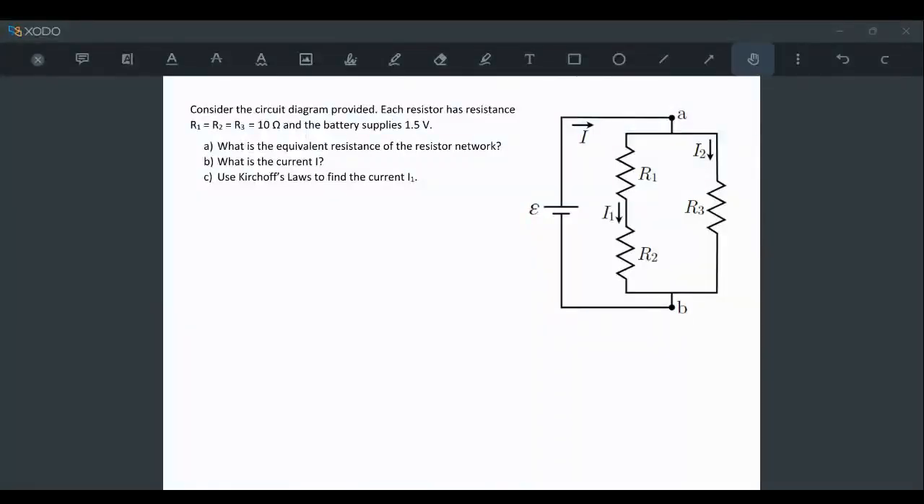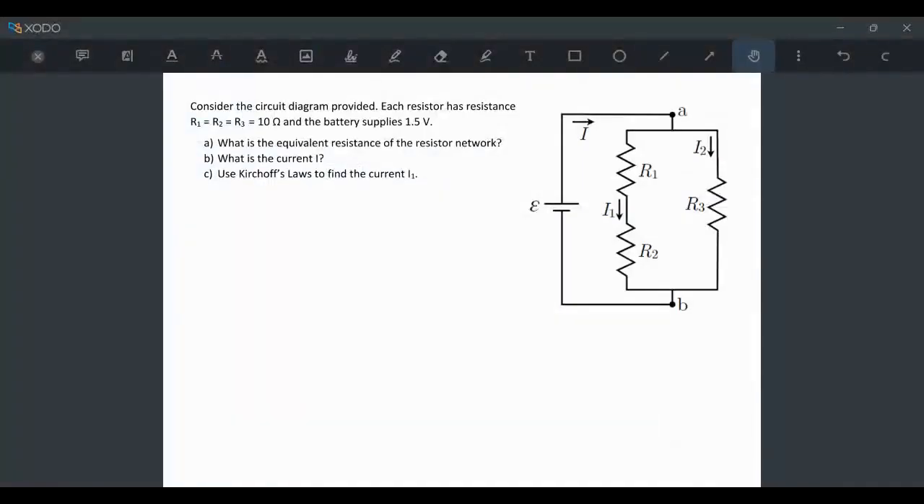So with that, let's dive into the first question. It should be on the screen. The question says that we have a circuit diagram provided, that's on the right here. Each resistor has a resistance of 10 ohms.